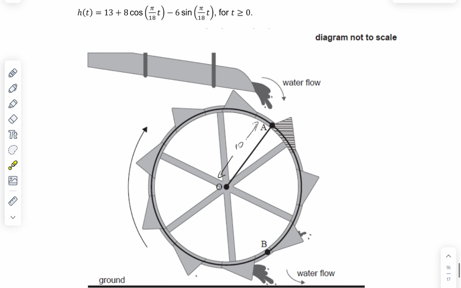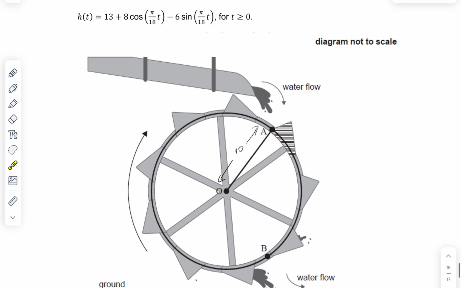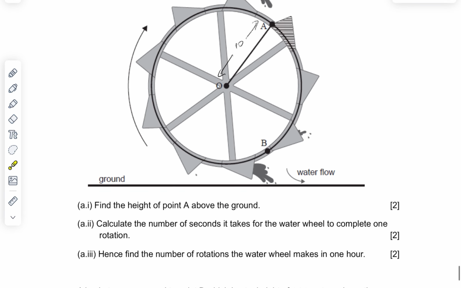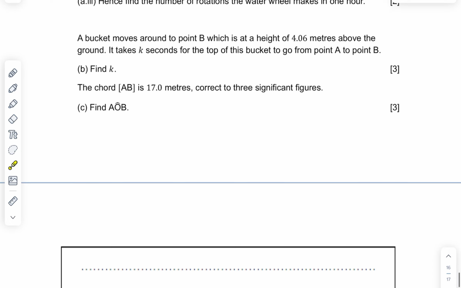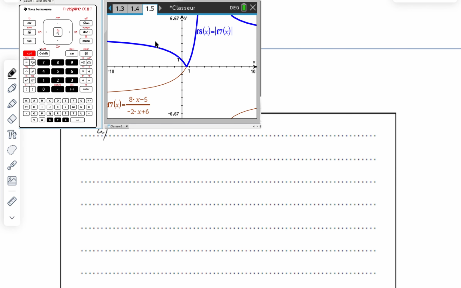Find the height of point A above the ground. Well, given they give us exactly that function, let's put it into the calculator and see what it says. So to do part A, I need a sketch of my graph, so I'll see what I've done now. Let's add another graph page to get the water wheel on there.